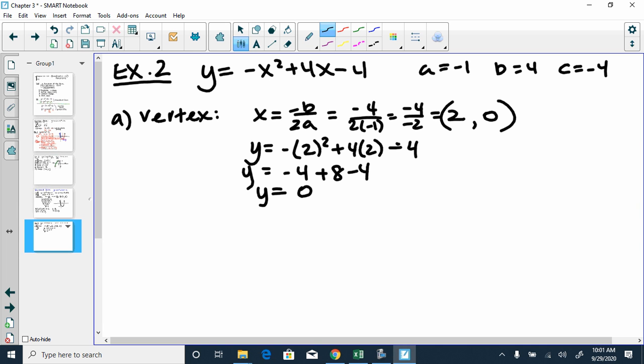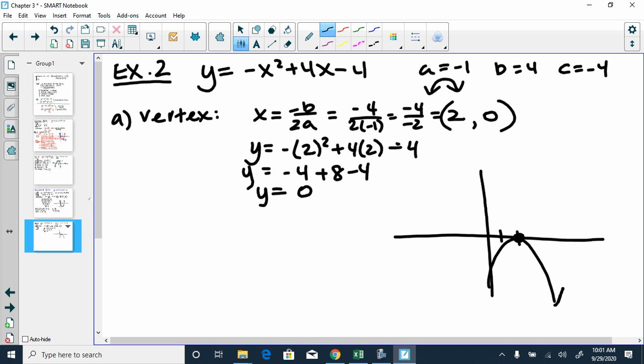At that point, I would probably stop and draw a graph. 2, 0 means it's right on the x-axis here. A is negative, so since A is negative, that means we're going to have a sad parabola, or upside down. Okay, so it's going that way. All right, so as far as the questions, axis of symmetry. The axis of symmetry is literally just the x-coordinate, so it's x equals 2.